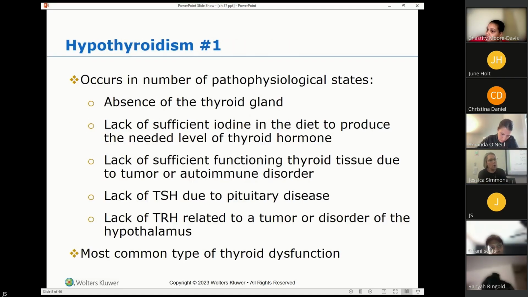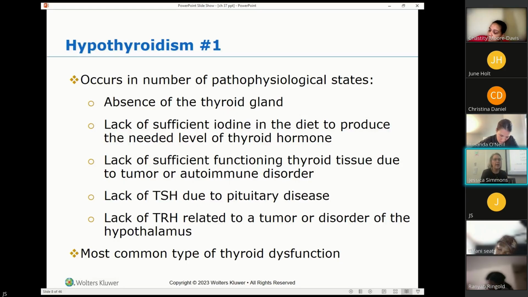So hypothyroidism occurs in a number of pathophysiological states. If you have the absence of a thyroid gland, so if someone removes your thyroid, you are automatically going to be in a hypothyroid state, which means you have to be on Synthroid or some type of synthetic thyroid hormone for the rest of your life, which is very important to know. You need to be on a thyroid replacement for the rest of your life if you do not have a thyroid.